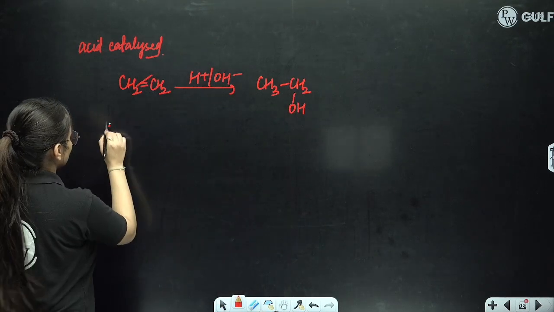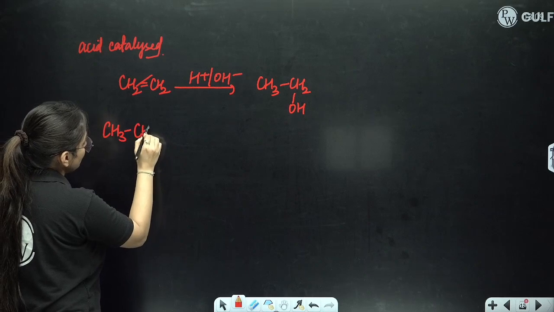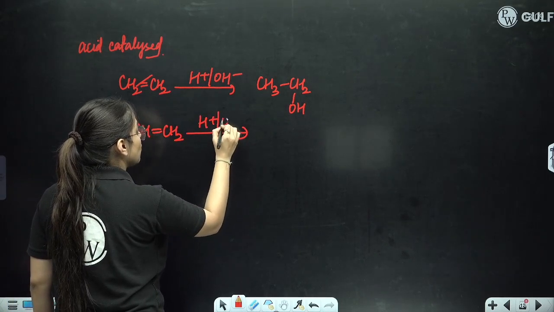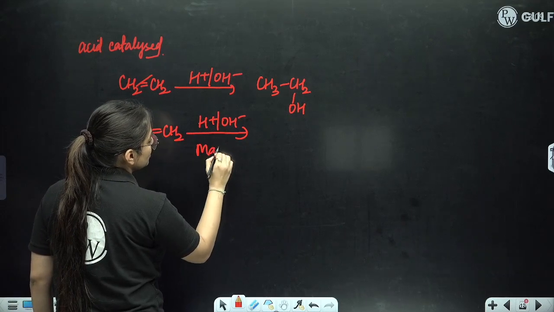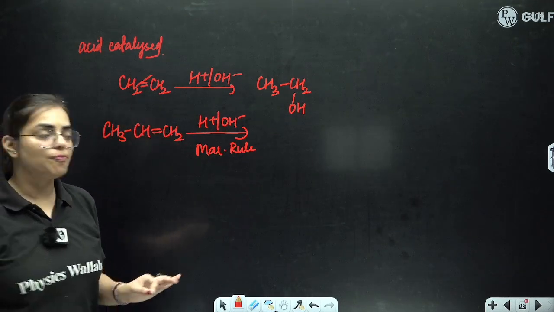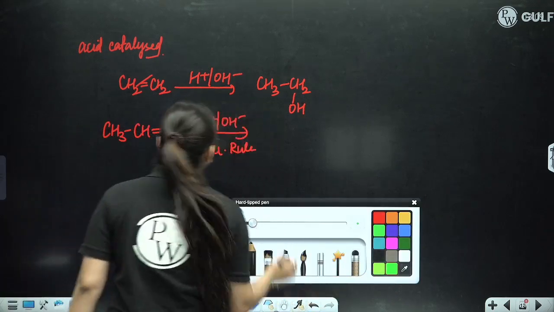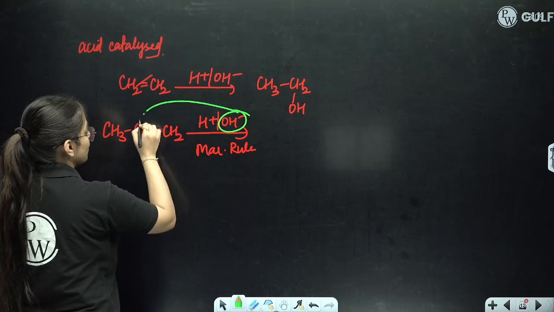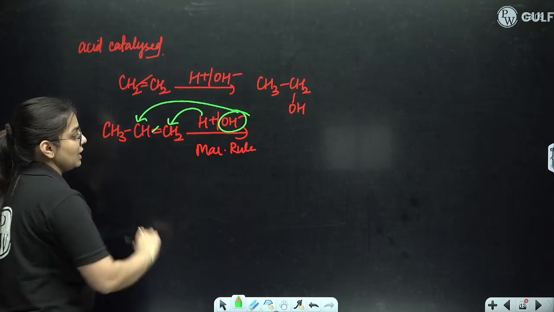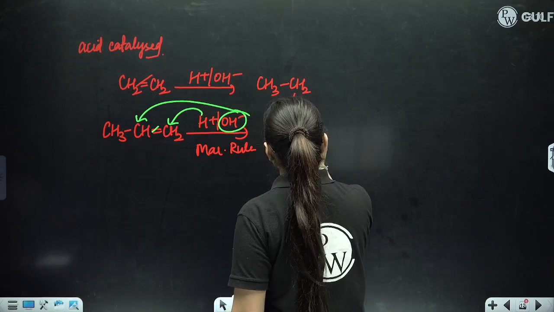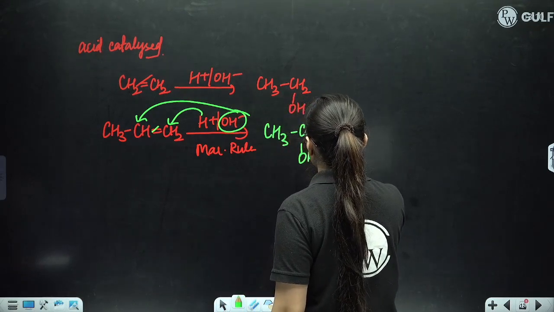Let's take the case of an unsymmetrical one. If you are taking an unsymmetrical alkene over here, again you are adding water. Which rule do you have to follow? The Markovnikov rule. The negative part will go to that doubly bonded carbon atom which has less number of hydrogen atoms, and H positive will go to the other. The double bond will break. What are you going to get? You will get CH3CHOHCH3.